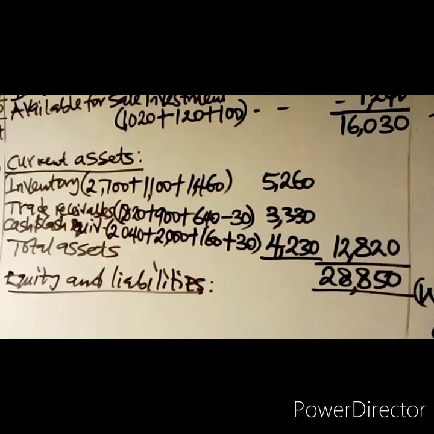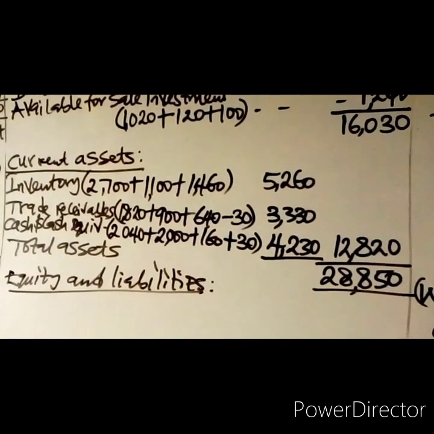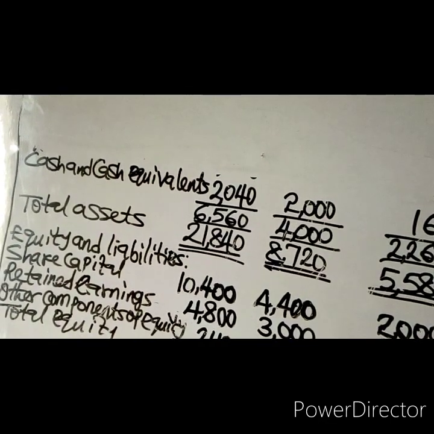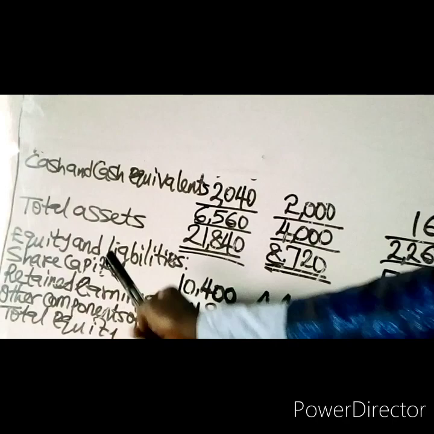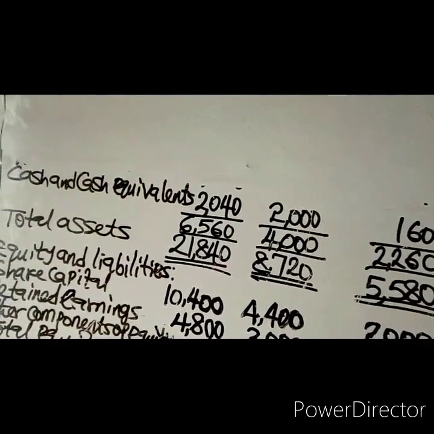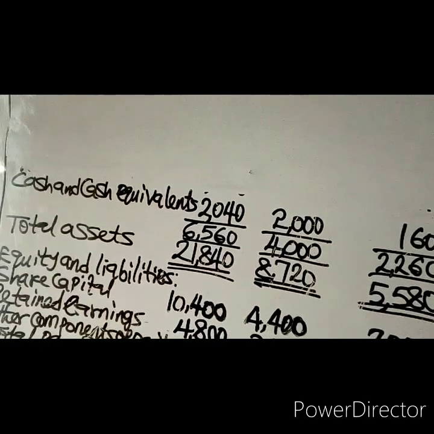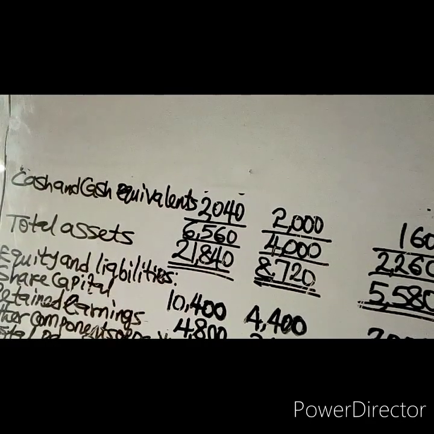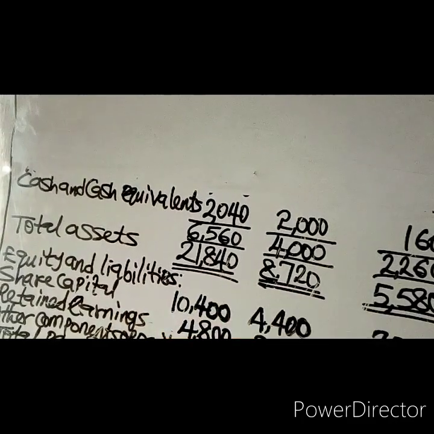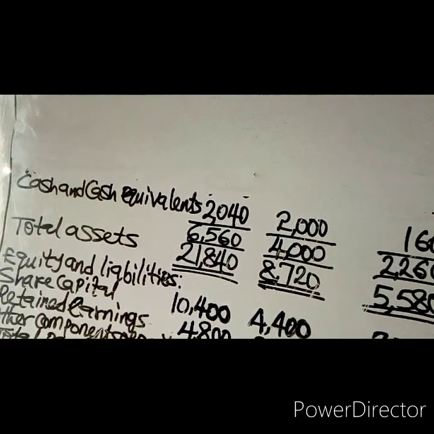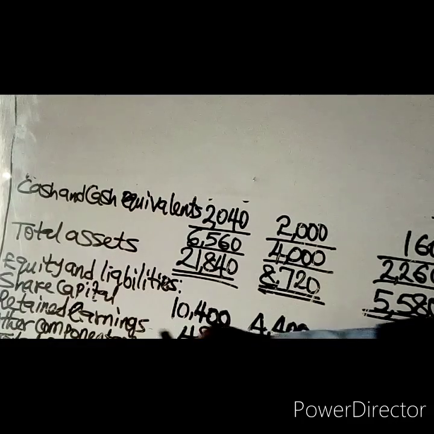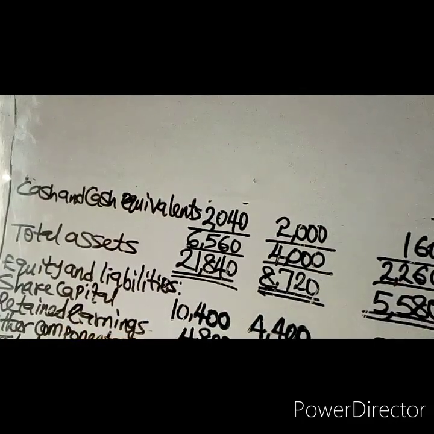So that will be the next section. So you want to deal with the equity section now. Then under equity section, you have share capital, that of the parent. Since there are no share consideration, just put the share capital of the parent. The share capital of the parent is 10,400. Then followed by the retained earnings.